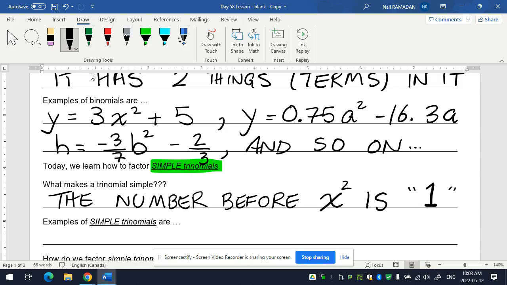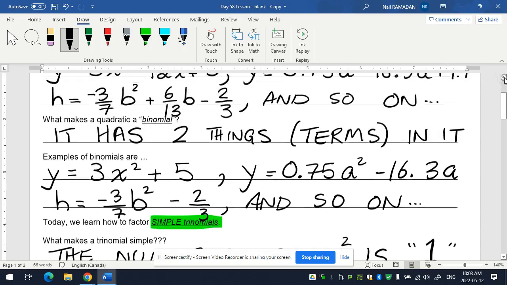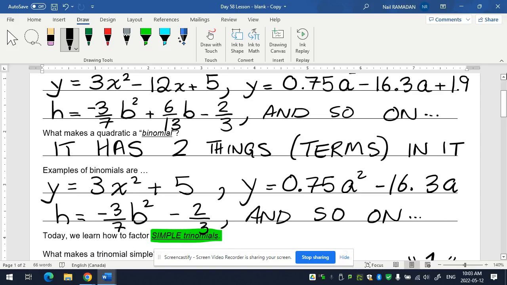Can someone tell me what's the opposite of the word simple? Yeah, that's actually the name. Simple trinomial if it starts with 1. Complex trinomial if it starts with anything else. If we go up to here, does this start with a 1? No, so it's a complex trinomial. It needs to be a 1 for it to be simple. Our job today is only to take care of the simple case.